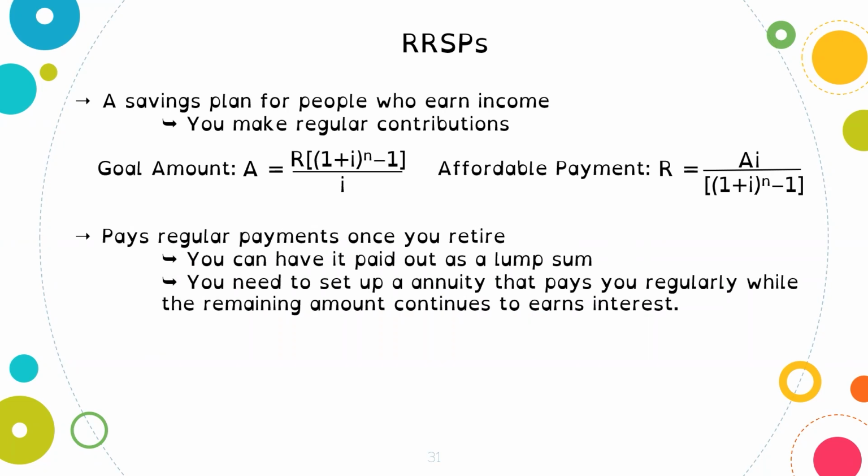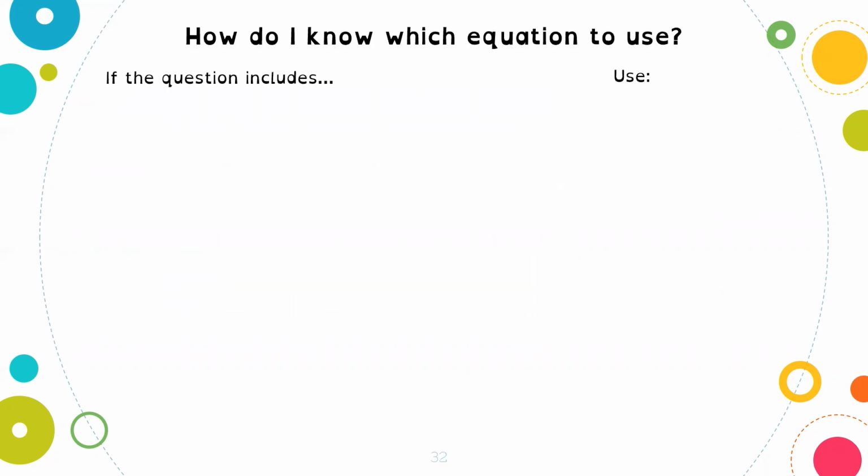Then you get paid out once you retire. You can have it paid out as a lump sum, or you can set up an annuity that pays you regularly, with your remaining amount also earning interest. So it can be a little bit complicated. Investing early earns more interest in the long run. So for these ones, it's really important to figure out which formula to use.